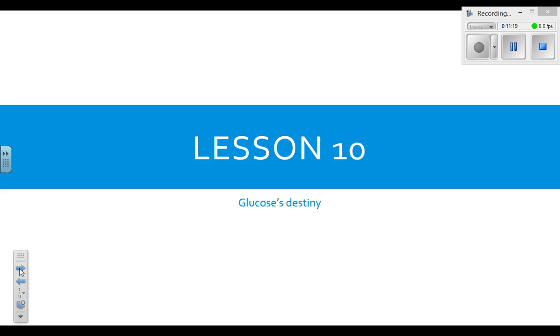So we'll start with lesson 10. Lesson 10 is where we're really going to focus on glucose. Where does glucose go? How does it get to the mitochondria? And what happens to it? And then we'll focus on oxygen in some of the later lessons. But we're really going to focus on glucose today, which is why I called this one Glucose's Destiny.